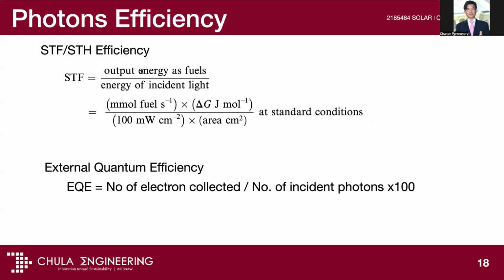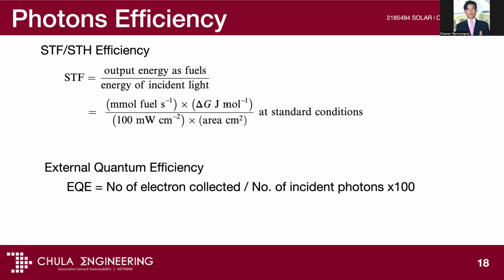Let's say you have hydrogen. For hydrogen, you take the production rate first: how much hydrogen in the unit of millimole per second, and then you multiply that by delta G, the energy requirement for producing that hydrogen. As I mentioned, the thermodynamic requirement to produce hydrogen at standard conditions is 237 kilojoules per mole. So you can put that number here.